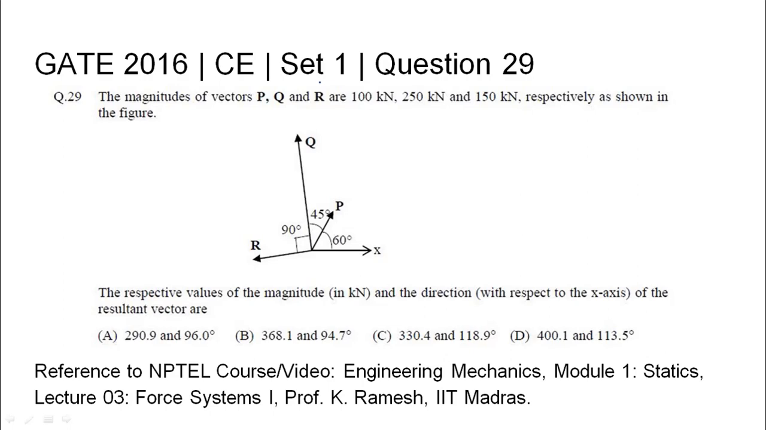GATE 2016 Civil Engineering Set 1 Question 29. The magnitudes of vectors P, Q and R are 100 kilonewtons, 250 kilonewtons and 150 kilonewtons respectively, as shown in the figure. The respective values of the magnitude in kilonewtons and the direction of the resultant vector are. Four options have been given. The relevant NPTEL reference has been mentioned.